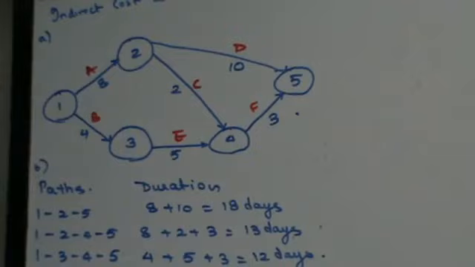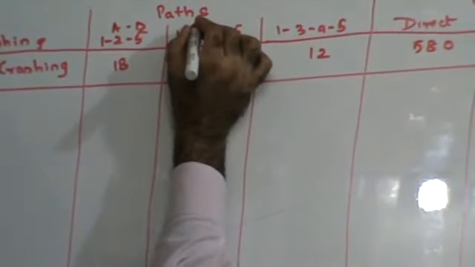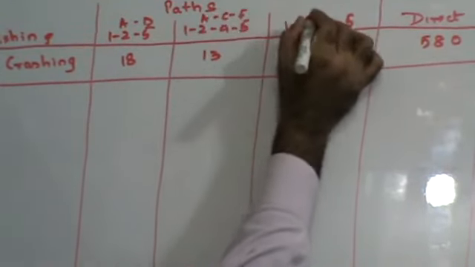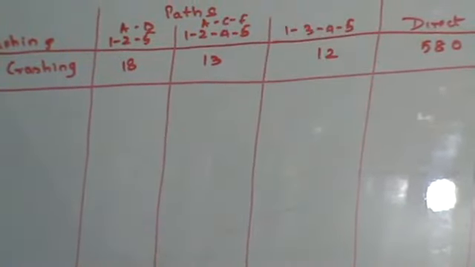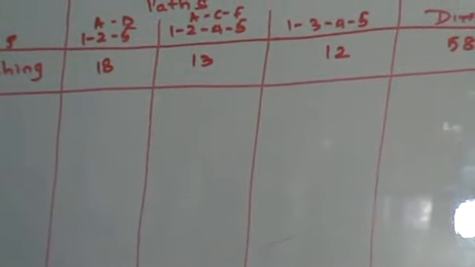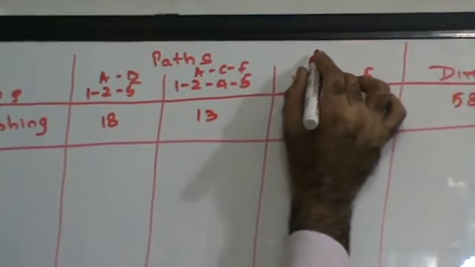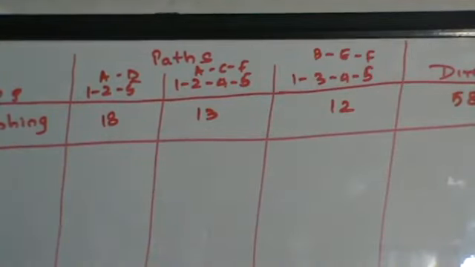So in that case, the paths that I have here: 1, 2, 5 is AD, 1, 2, 4, 5 is ACF, and 1, 3, 4, 5 is nothing but BEF. Right? Now, the first rule says that crashing always starts with critical activity. My critical activity here is AD.